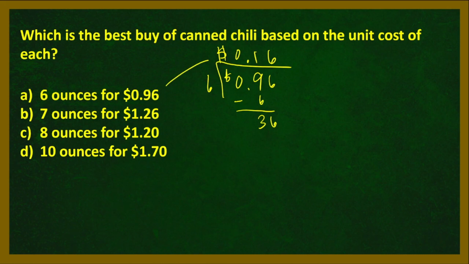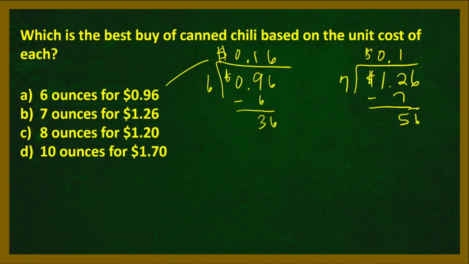Let's move on to selection B, which is 7 ounces for $1.26. So here we're going to divide 7 ounces into $1.26. 7 goes into 12 one time. 1 times 7, 7. We subtract 7 from 12, we get 5. Bring down our 6. 7 goes into 56 8 times. So we have 18 cents for our unit cost for selection B.